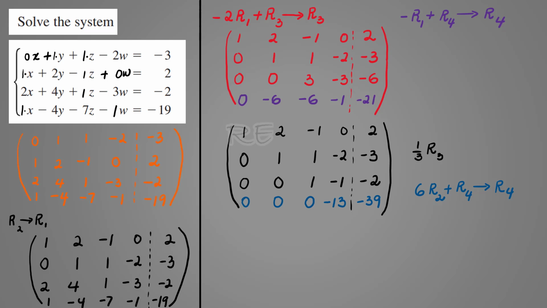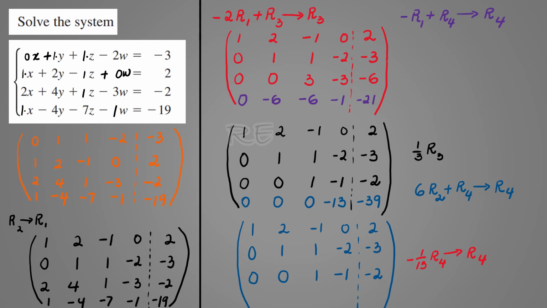First row is good. Second row, third row, they are all done. Now for the fourth row, we'll just divide both entries by negative 13. Negative 13 over negative 13 is 1. Negative 39 over negative 13 is positive 3.